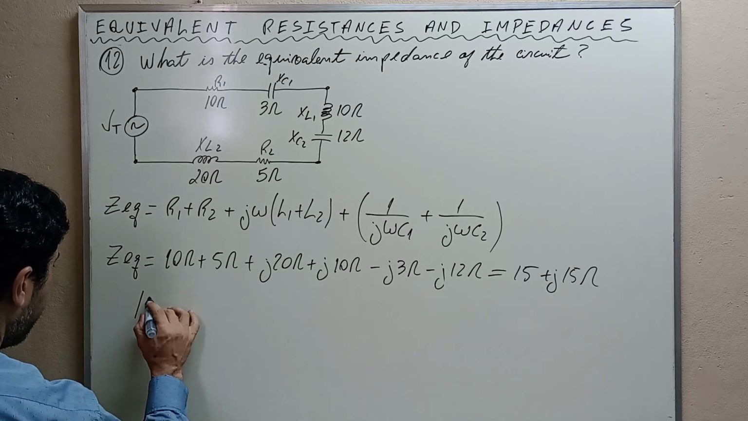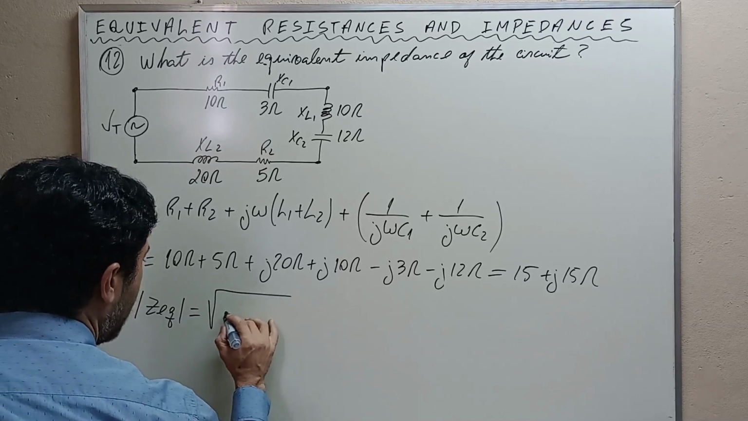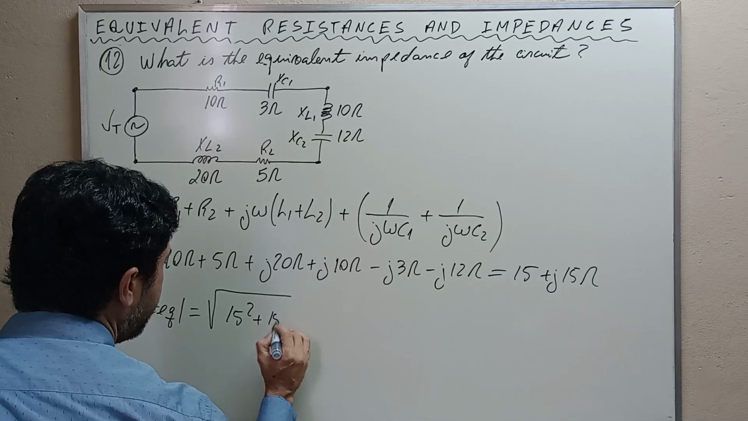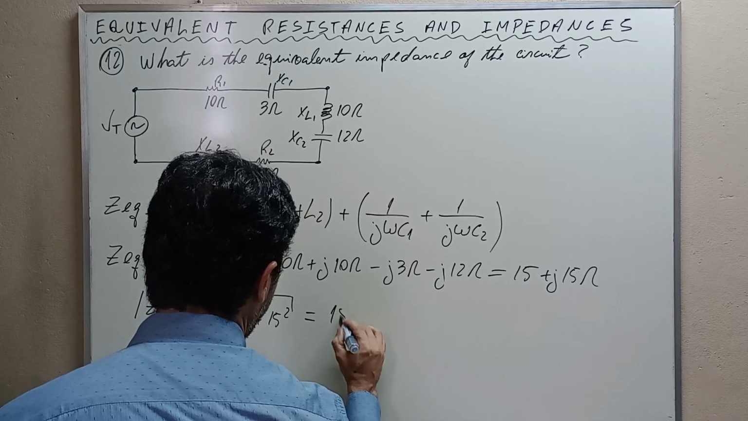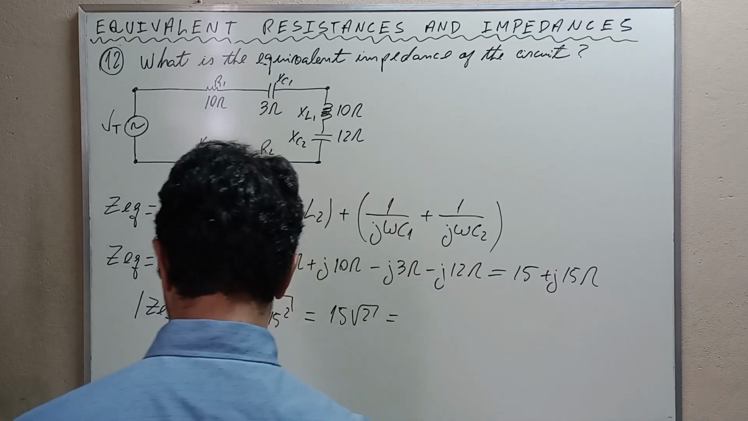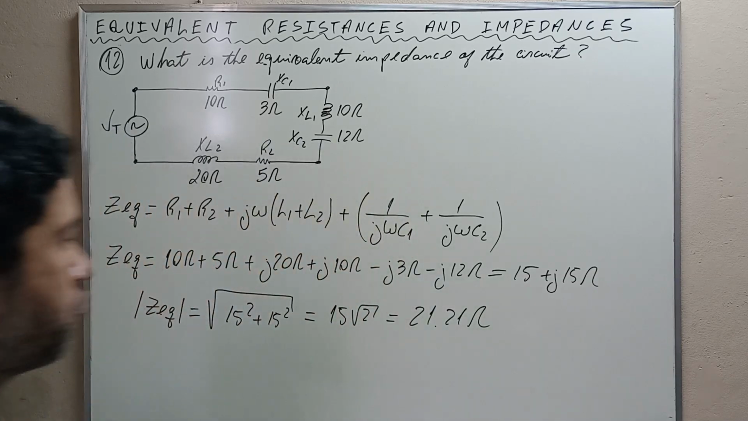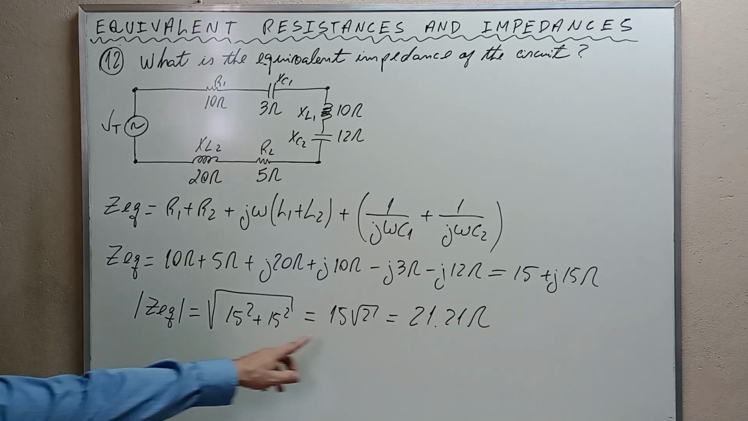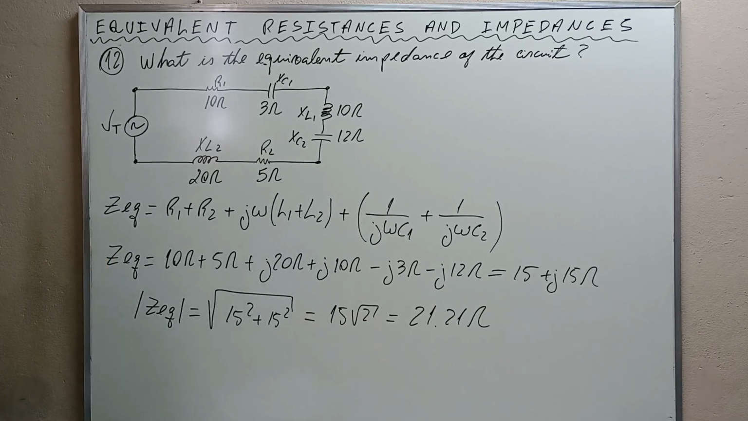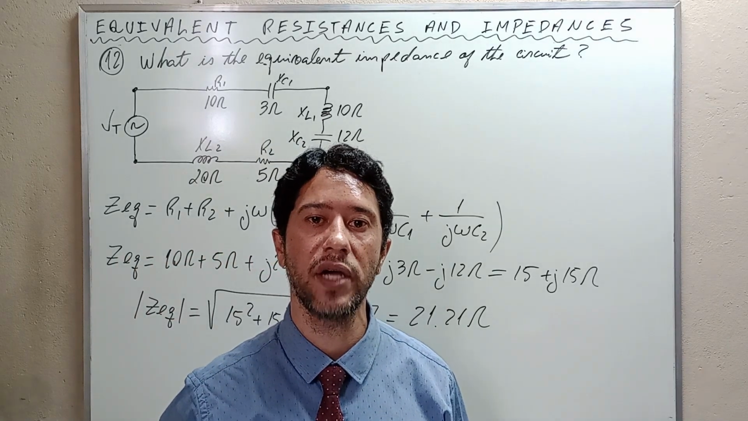The magnitude of Z equivalent is equal to the square root of 15 squared plus 15 squared, and this is equal to 15 times the square root of 2, which is 21.21 ohms. And this is the magnitude of the equivalent impedance, and this is the solution of the exercise. And this is all for the debate of exercise 12. Let's go to the next. Let's go to exercise 13.